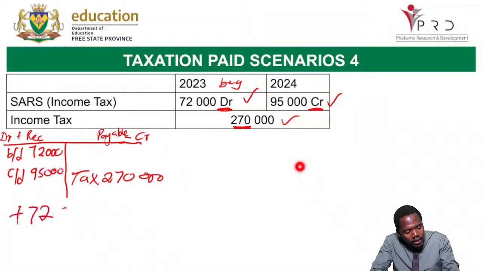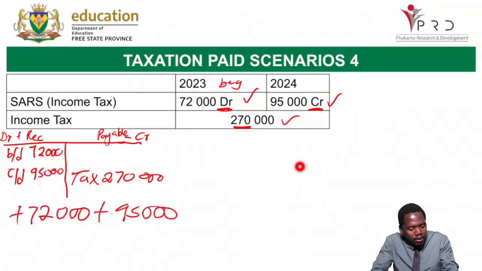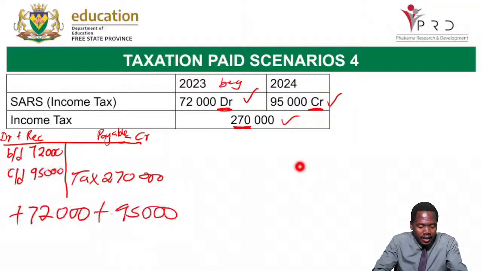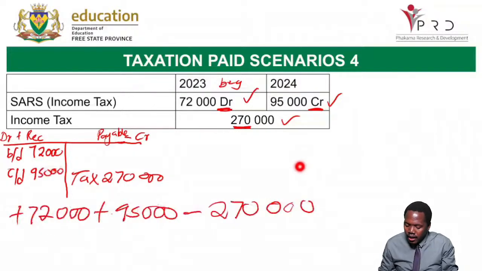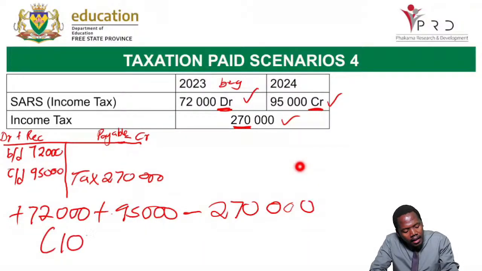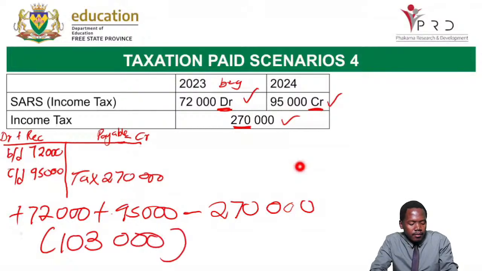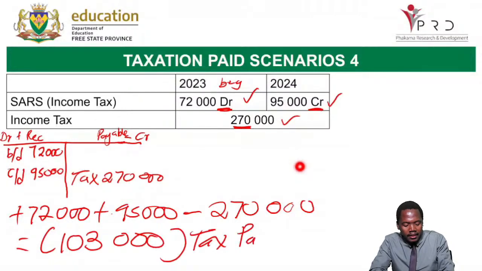I would say a positive 72,000 plus 95,000 because they are both on the debit side, and then minus 270,000. Let us punch it on the calculator. 72,000 plus 95,000 minus 270,000. Then we get 103,000. This becomes our tax paid.